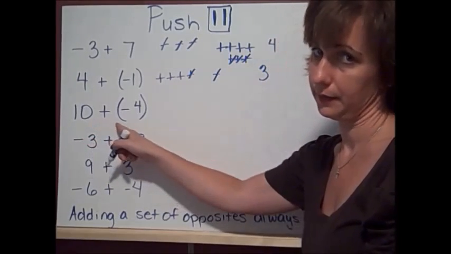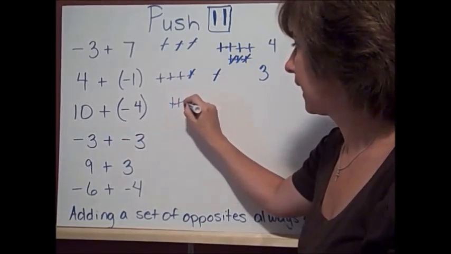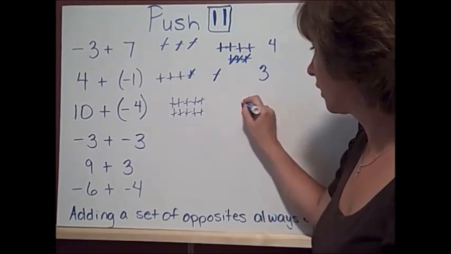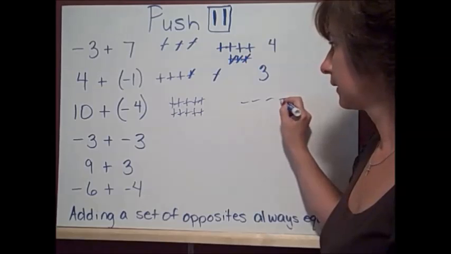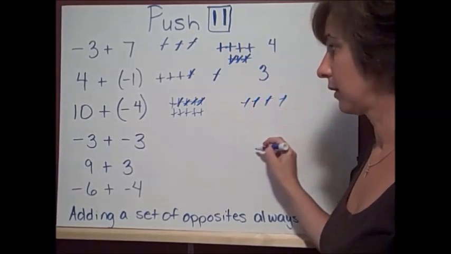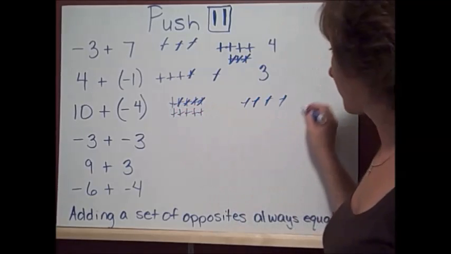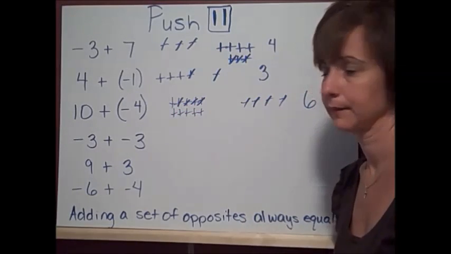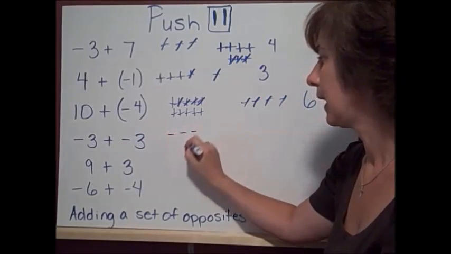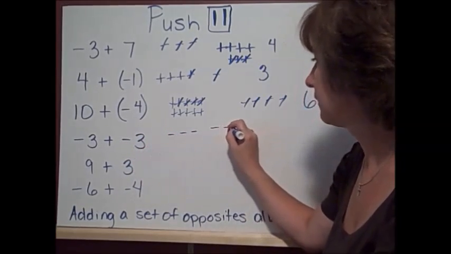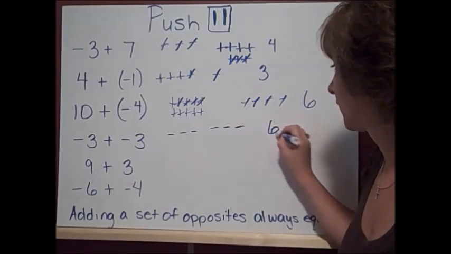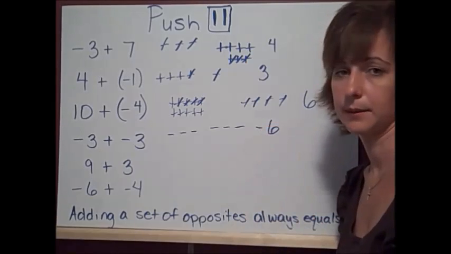10 plus negative 4 is 10 positives, 4 negatives, which means that I can make 4 zeros and be left with positive 6. Negative 3 plus negative 3 is 3 negatives and 3 more negatives, which means that I would get negative 6.